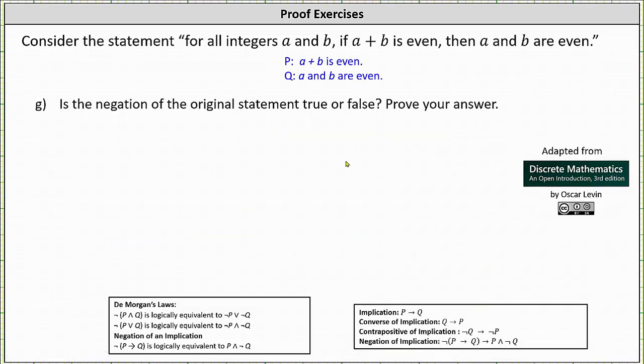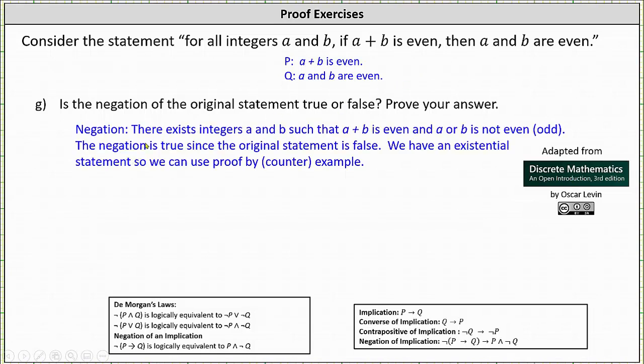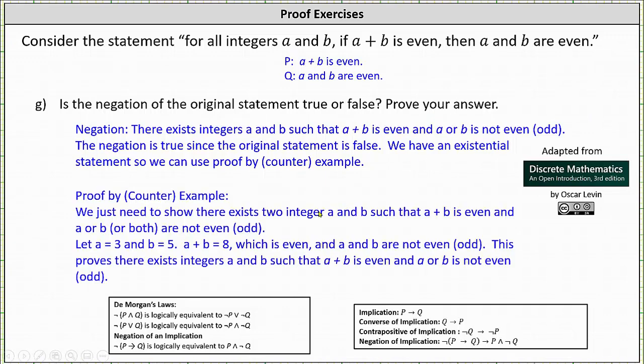And for the last part, part G, is the negation of the original statement true or false? Provide a proof. Again, the negation is there exist integers a and b such that a plus b is even and a or b is not even. We know the negation is true since the original statement is false. Because we have an existential statement, we can use proof by example. We just need to show there exist two integers a and b such that a plus b is even and a or b or both are not even.